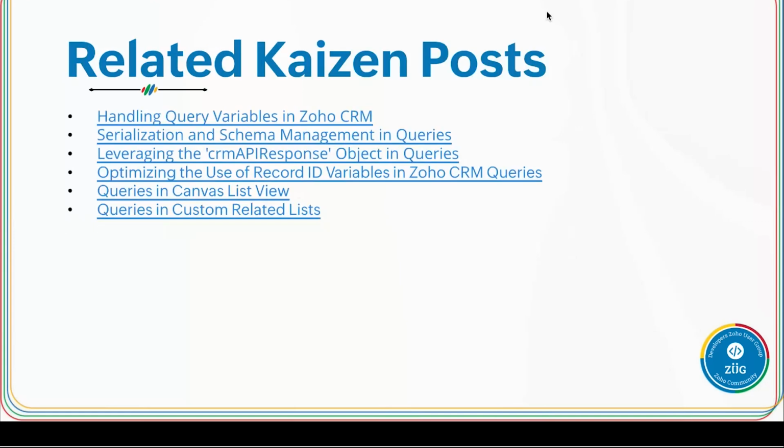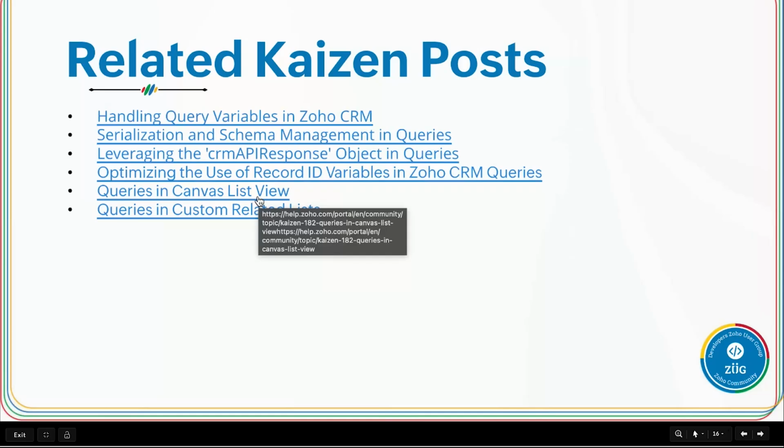So these are the Kaizen posts that we have done in the past related to queries. We have about 6 of them. One talks about how you can handle query variables. One talks about serialization and schema management. The other one talks about the CRM API response object in queries, essentially using a REST API enabled function as a source. We've also talked about optimizing the use of record ID variables in Zoho CRM queries. We've talked about how you can use queries in Canvas list view, and how you can use queries in custom related lists, for which we also saw the demo today.